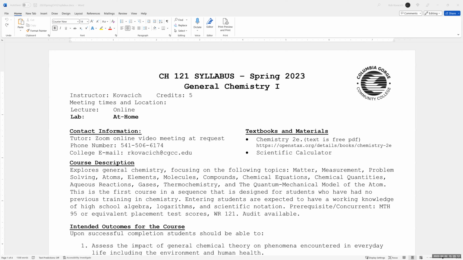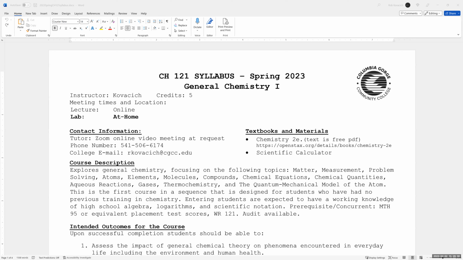There's my email address. The book that we're going to be using is free. It's the OpenStax book, Chemistry Edition 2. You're going to need a scientific calculator. A scientific calculator is a calculator that can do the e to the x function or 10 to the x function. And I talk about that in one of the lecture videos.